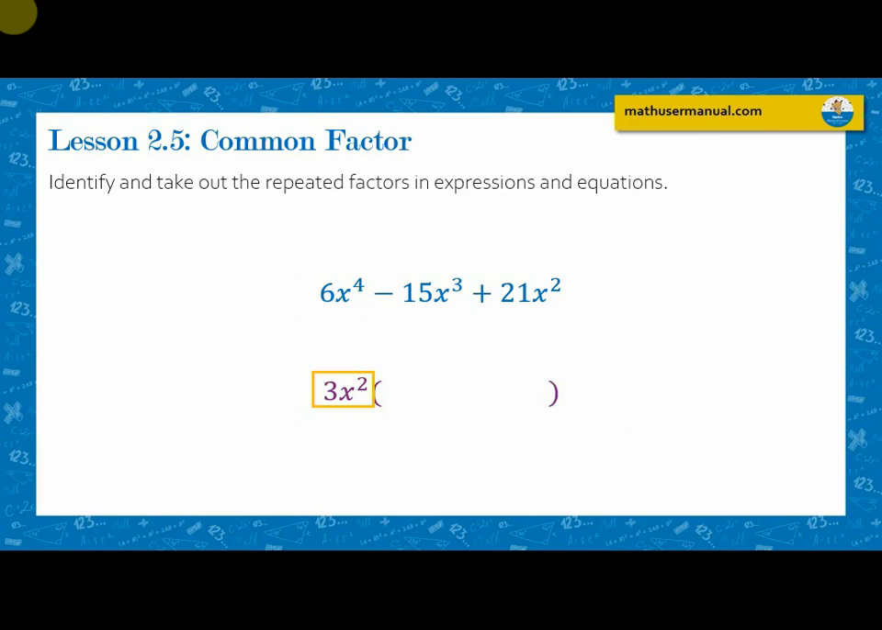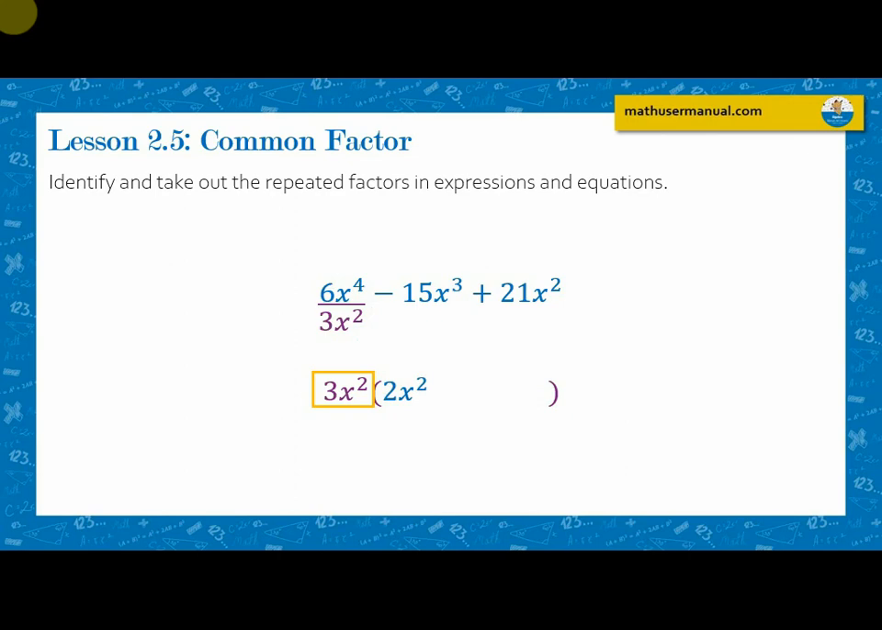Now, to figure out what we write inside of the parentheses, we need to divide each one of these terms by that common factor, starting with 6x to the power of 4 divided by 3x squared. The 6 and the 3, that's equal to 2. x to the power of 4 divided by x to the power of 2. Remember, you can review lesson 2.3 of basic algebra. This is division of exponents. We just subtract exponents. 4 minus 2 is 2. So this is 2x squared.